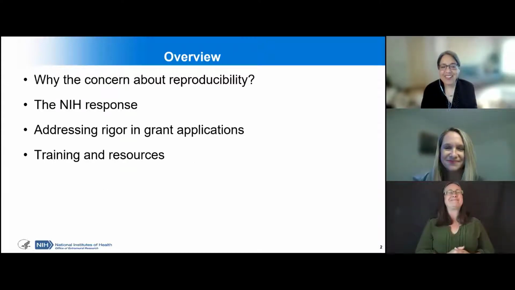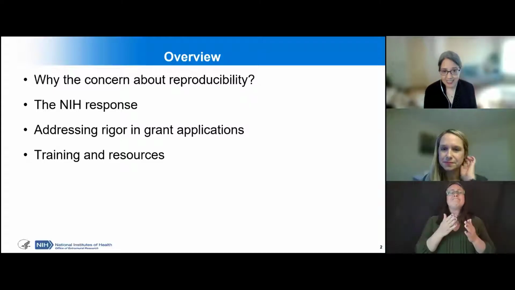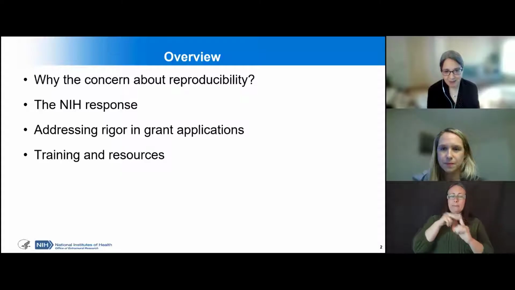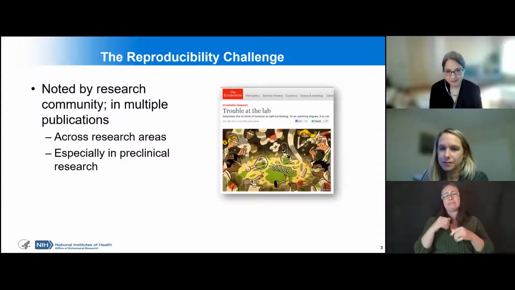Okay, so I'm going to be talking about a couple of different things today. First, we're going to talk about why we are concerned about reproducibility. Then I'm going to talk about the NIH response, including application updates that we made. And again, that'll be addressing rigor in grant applications. And then we'll talk about training and resources at the very end.